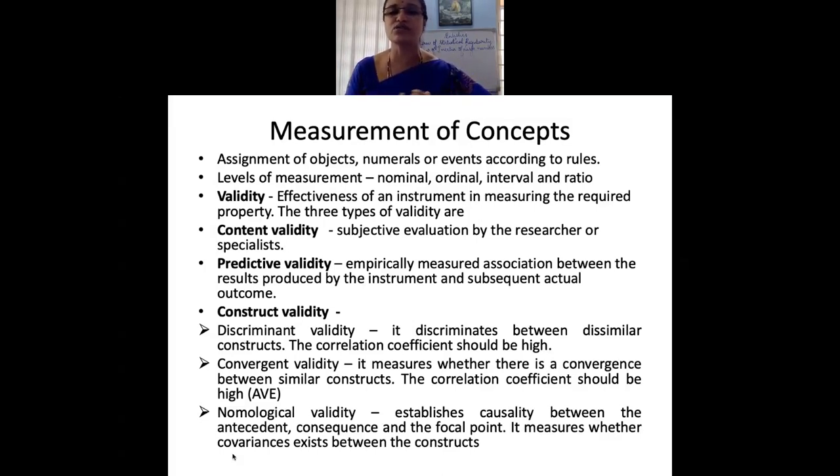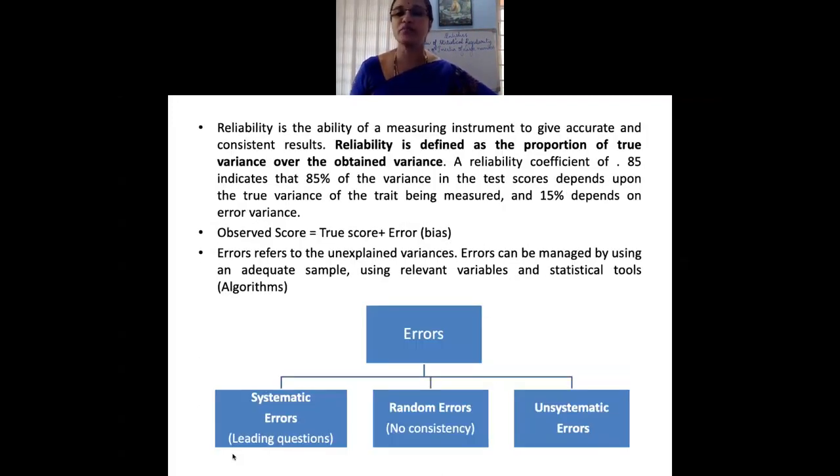Now the last one is nomological validity. That just establishes the relationship between the independent variable and the dependent variable and the focal point. The focal point usually is your mediator or your moderator. Okay, so this is about validity. What is it that you need to know under validity? You need to know whether there is a relationship among the constructs. For that you have to find out the convergent validity, and for that if you calculate AVE, this is sufficient.